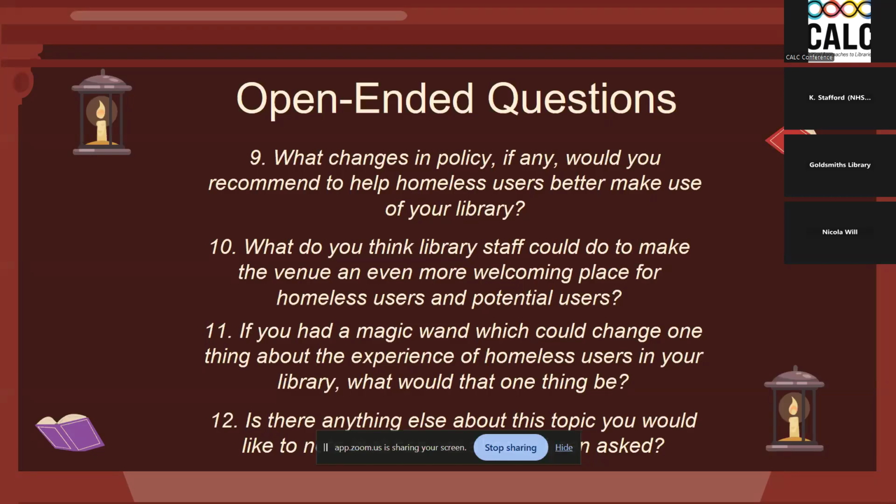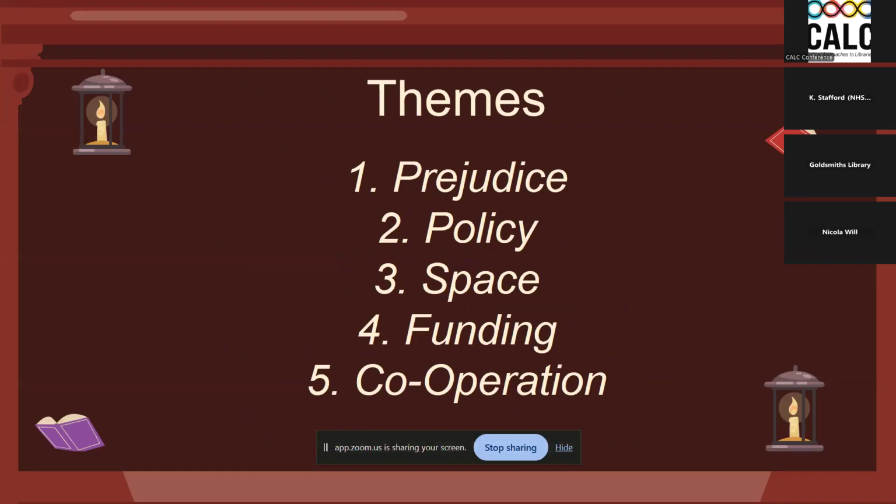Okay, now we're going to have a very brief look at the open-ended questions. Don't worry, we're almost done. So these naturally produce a wider range of responses. You can see the questions themselves on the screen there. I'm not going to read them out because we don't have time. I'm just going to discuss each of the themes which emerged from the answers. The themes which arose from the coding were prejudice, policy, space, funding, and cooperation.